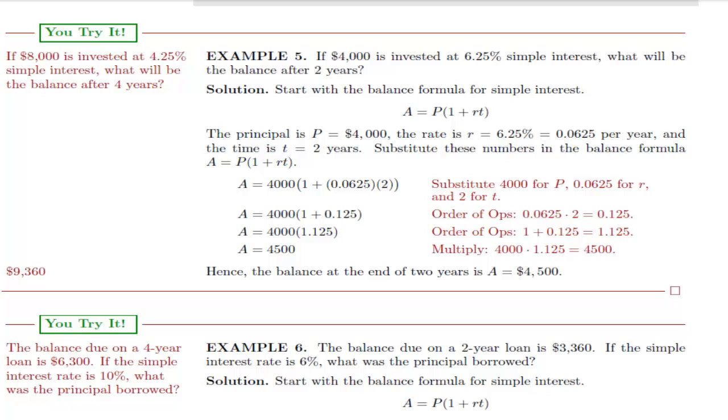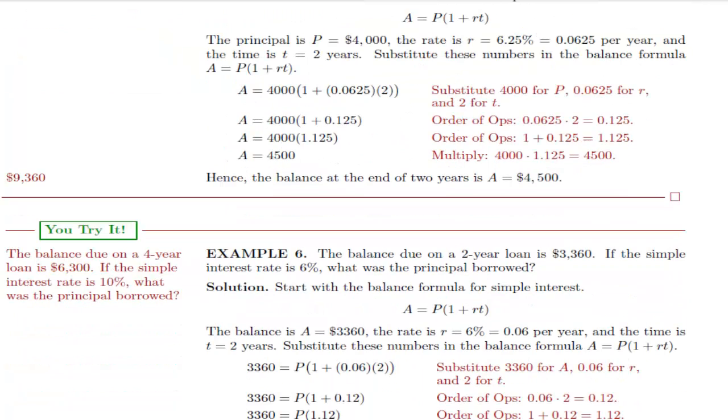Use order of operations to simplify. First, multiply within parentheses to get 0.125, then add 1 and 0.125 to get 1.125, then multiply 4,000 times 1.125 to get 4,500. Hence, the balance at the end of 2 years is A equals $4,500.